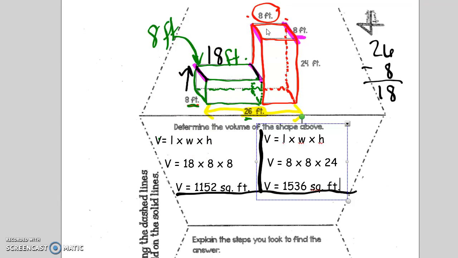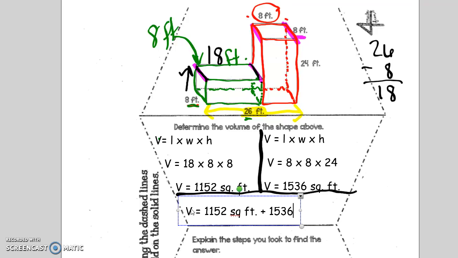Alrighty, now how are we going to find the volume of both figures put together? Is this additive volume, my friends? I'm fairly certain we're going to need to add. So we're going to take the volume of that green prism, 1152 square feet, and we're going to add it to 1,536 square feet, and that's going to give us our grand total. Alrighty? And our grand total, the total volume here, is 2,688 square feet.